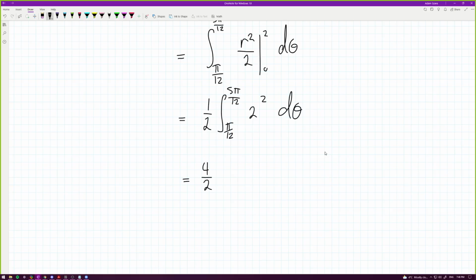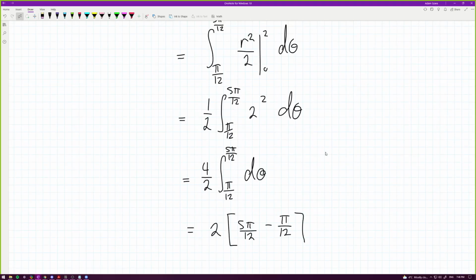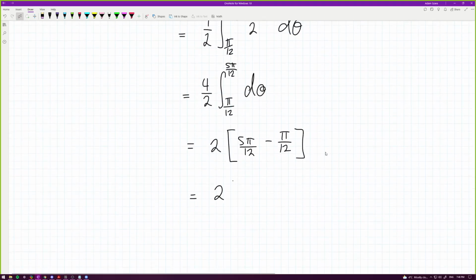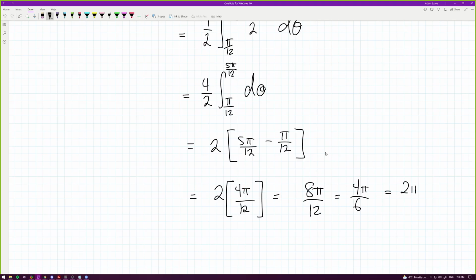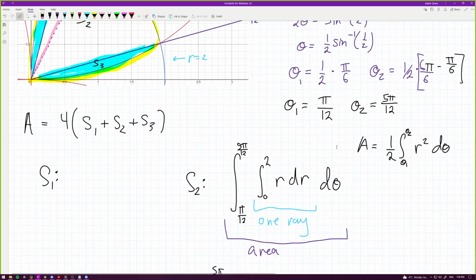So, anyways, this is going to be this integral 5 pi over 12 d theta. So that's going to be 2, and this is going to be 5 pi over 12 minus pi over 12. And so that's going to be 2 times 4 pi over 12, which is 8 pi over 12, which is 4 pi over 6, which is 2 pi over 3. And there's our answer. 2 pi over 3 is for S2, not the whole question, S2.